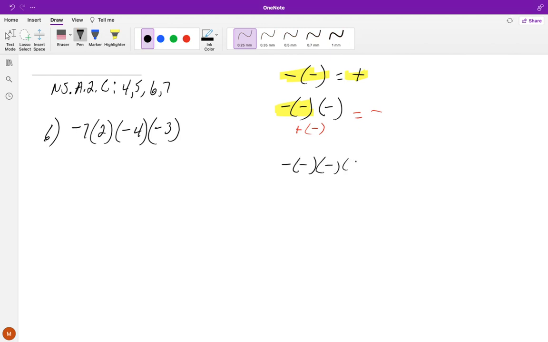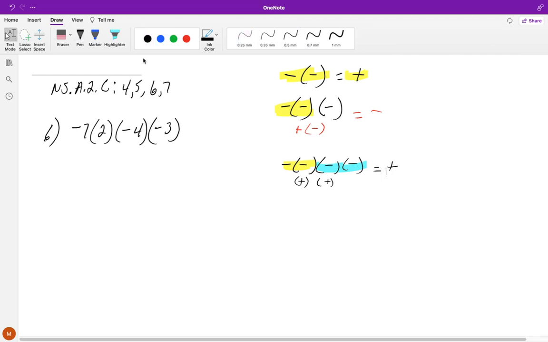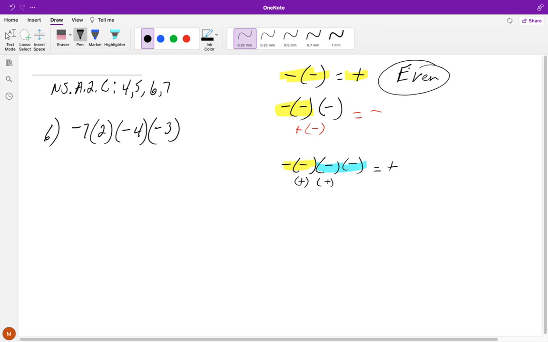Well, when we have 4 negatives together, we know that these 2 will give me positive, and these 2 are going to give me positive. So this is going to end up being a positive times a positive, which we know is also going to be positive. So if we look here, we have an even number of negatives that we're multiplying, and it gives us a positive. We have an odd number of negatives that we're multiplying, and it gives us negative. Even number of negatives, it gives us a positive.